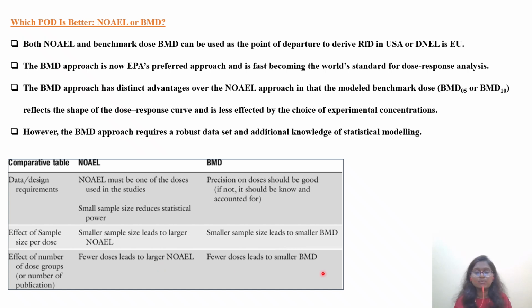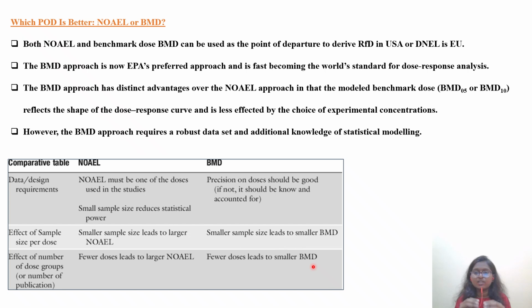Coming to BMD, fewer doses lead to smaller BMD. Again, fewer doses are directly proportional to BMD. So the important thing we have learned from this question is the comparison between the NOAEL approach, the traditional method, and the BMD, benchmark dose approach, and how BMD is superior, having more advantages over the NOAEL approach.